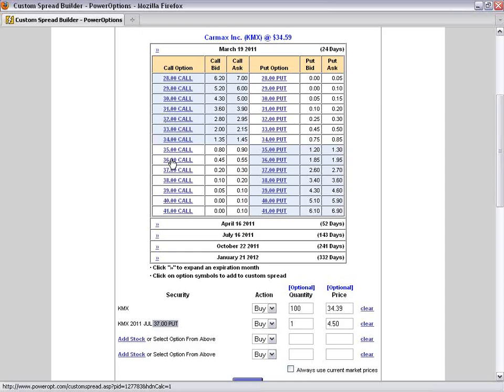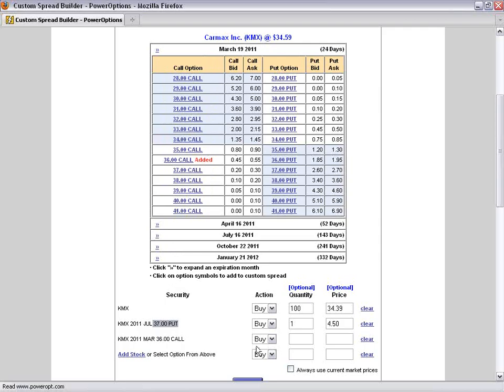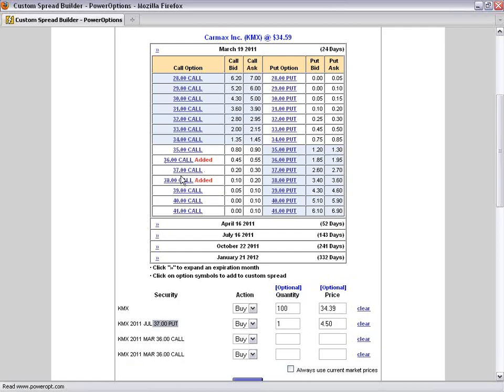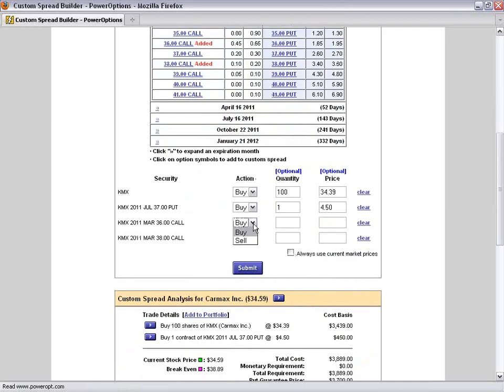But let's just run an example of selling the 36 call. So go ahead and click that. Show me that it's been added into block number 3 here of my setup. And instead of the 37 call, I'm going to use the 38 call for my upside. Okay, so there's a $2 difference in the strikes there. I'm going to sell the 36 call at the natural price of 45 and buy the 38 call at the natural ask of 20 cents. So let me just change my action here on this March 36 call to sell. I'll put in one contract, and I'll buy one contract.